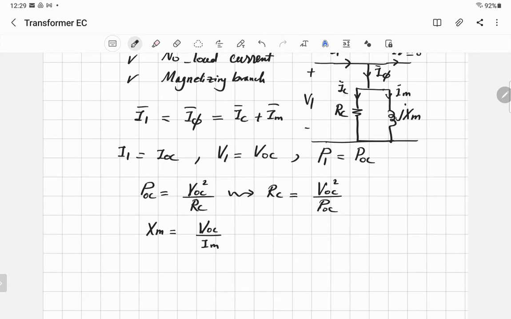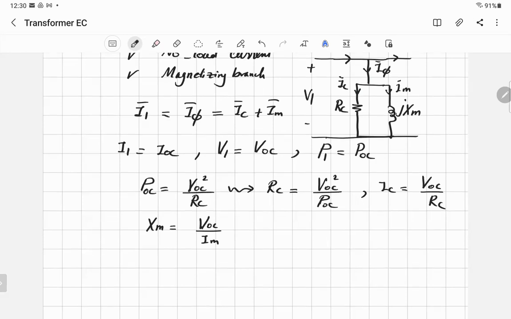Well, you can find IC now. Why? Because you got RC and you got the voltage. So if you divide the voltage V1 by RC, you get IC. So IC is equal to the voltage divided by the resistance you just got here. So now we have IC in this branch, and you have the total current I phi, which is the same as I1. It's the measured I open circuit. So if you subtract this current from this current, you get IM. But be careful, they are not on the same line because they are perpendicular.